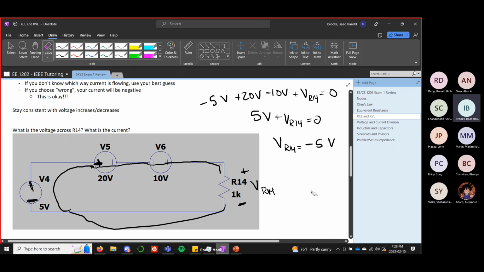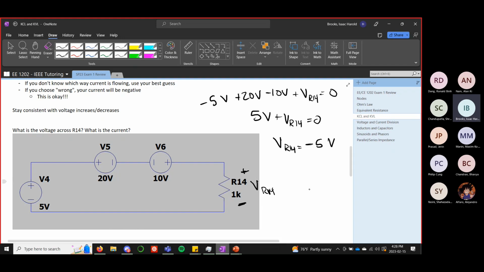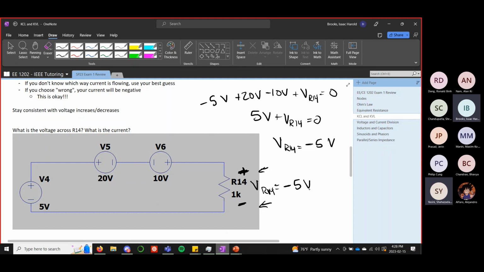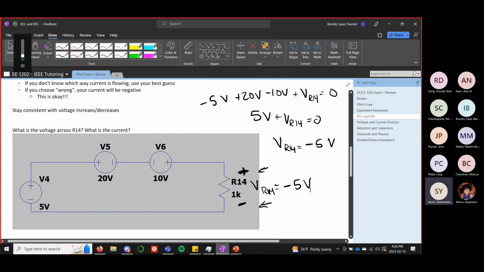Okay. But if we were to choose to do it a different way, so let's just choose one of those things. So we got the VR14 was negative 5 volts. What's important is we defined VR14 as being positive here, negative here. And the value is negative 5.